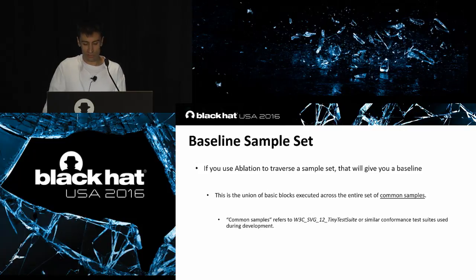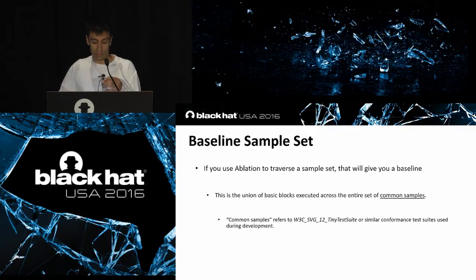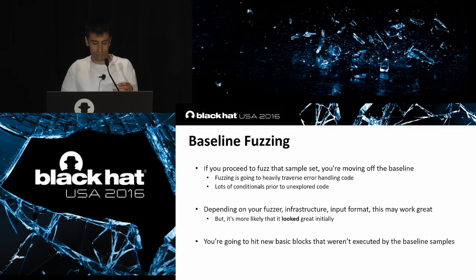Now, if you use ablation to traverse a sample set, like an SVG test suite here, you have a bunch of common samples. If you take those samples and you fuzz and you hit new code, well, you're moving off this baseline. Depending on your fuzzer, it might work great. Chances are that it won't. But you're going to look at new code that goes beyond their sample set.